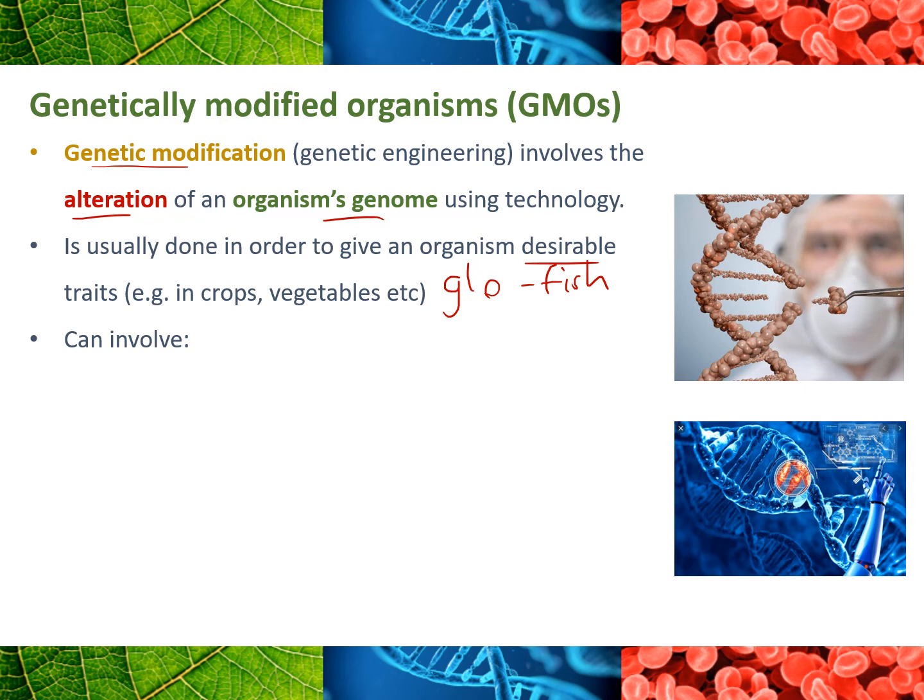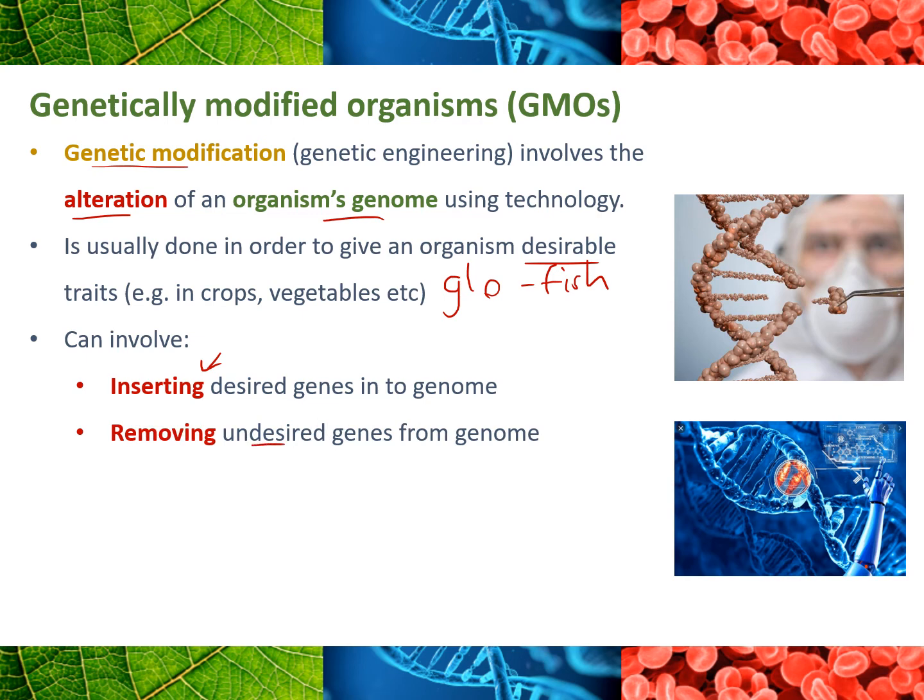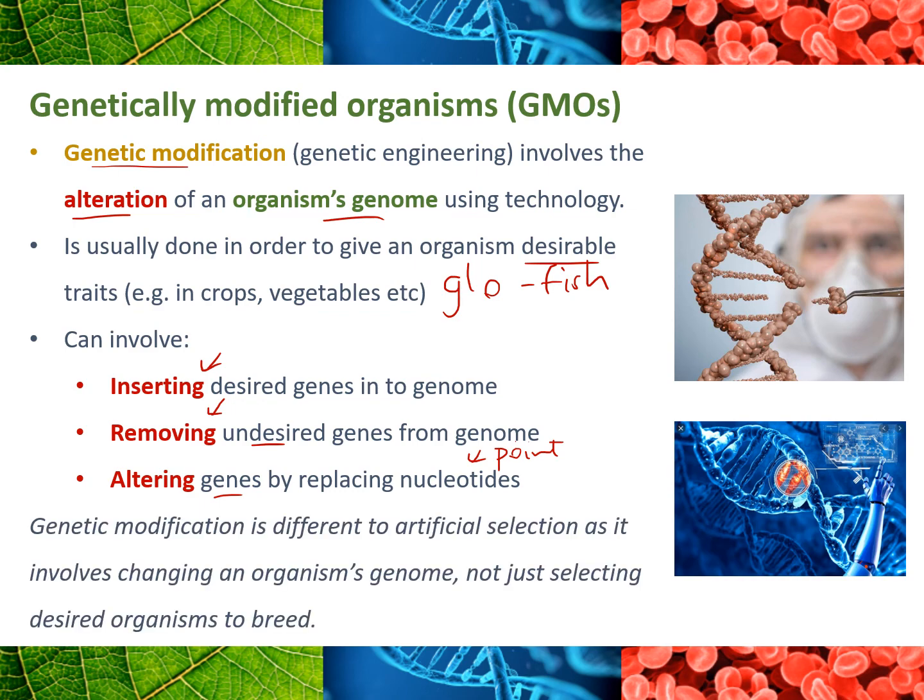There's 3 main ways that you could modify or edit the genes of an organism. One is that you could insert desired genes. Okay, so you add a gene into its DNA. You could remove undesired genes. Okay, so if we have a gene that we know is damaging or faulty or something like that, that could be removed. Or you could alter genes. So if there's just a couple of point mutations that are incorrect or are causing some kind of damage, you could replace a few of those nucleotides.